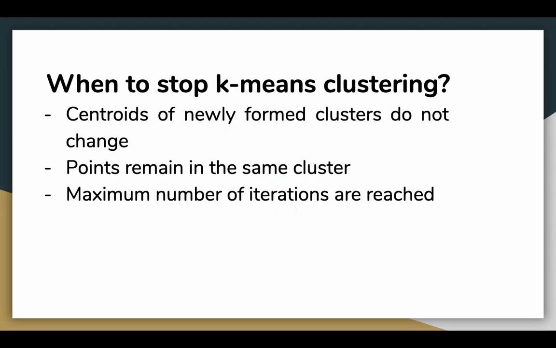So, essentially, there are 3 ways to stop k-means clustering. First, the centroids of newly formed clusters do not change. If the centroids don't change, that means we have reached the end, and that is the best way we can cluster our data. Second, the points remain in the same cluster. If the points remain in the same cluster, that means there is no further possible way to improve our clustering algorithm. And the last is when the maximum number of iterations is reached. The number of iterations is subjective, so it depends from person to person. So we can focus more on the first two points and not on the last point as much.